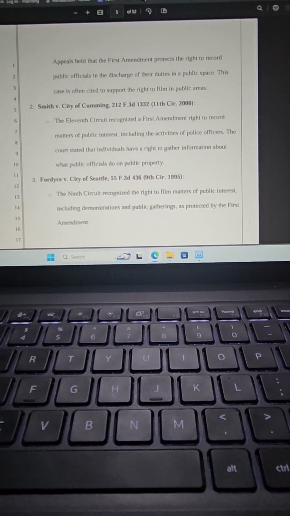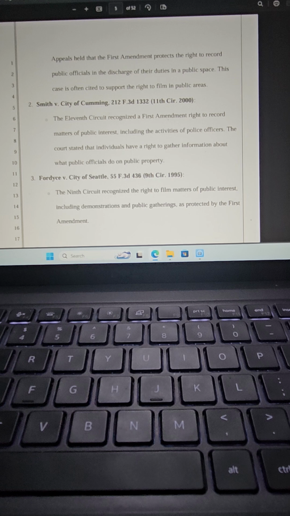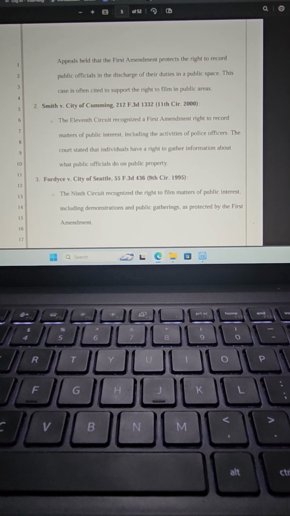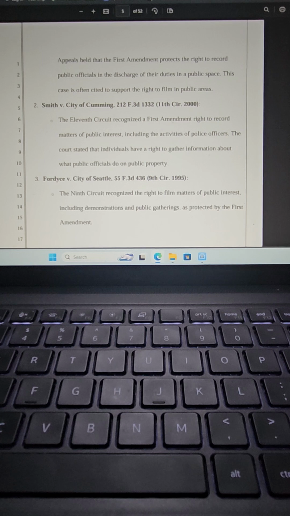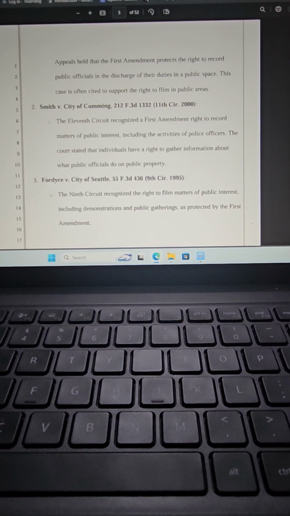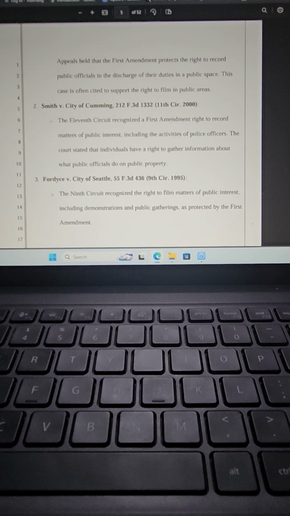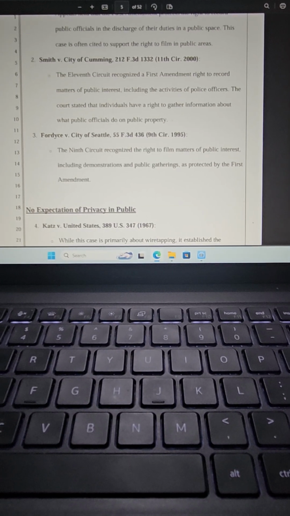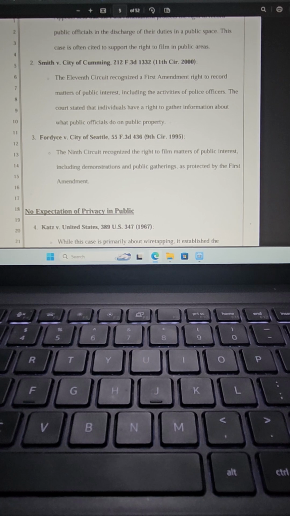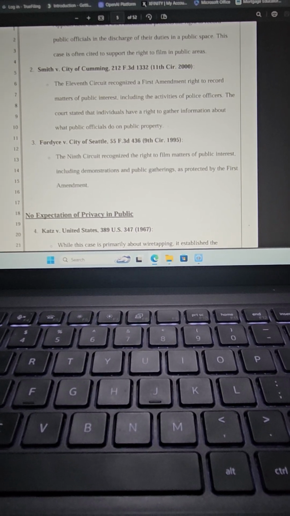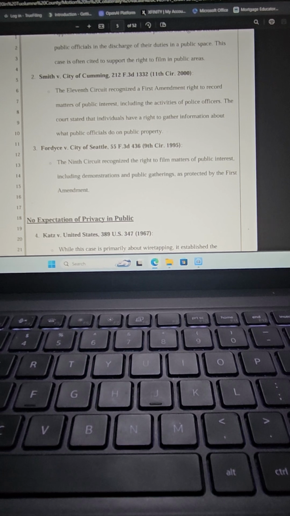Smith v. City of Cumming. The 11th Circuit recognized a First Amendment right to record matters of public interest, including activities of police officers. The court stated that individuals have a right to gather information about what public officials do on public property. Fordyce v. City of Seattle. The Ninth Circuit recognized the right to film matters of public interest, including demonstrations and public gatherings, as protected by the First Amendment.